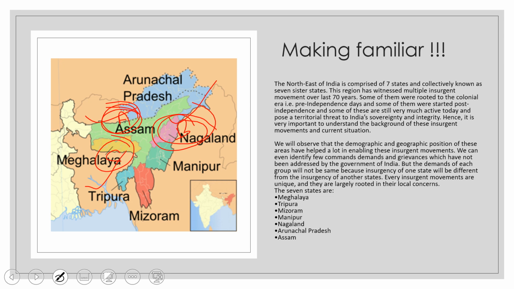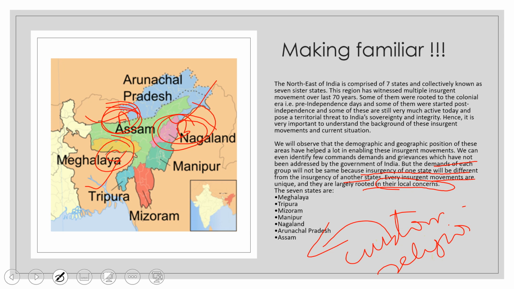Okay, so that's what it is saying, that the demands of each group will not be the same, because the insurgency of one state will be different from the insurgency of another state. Every insurgent movement is unique, and they are largely rooted in their local concerns. What are the local concerns? They have their own customs, their own religions, their own way of forming religions. They are all connected with the forest and the environment.